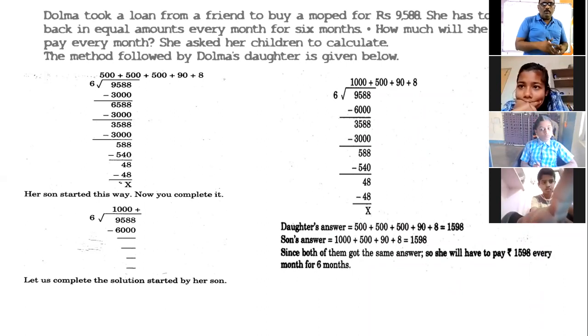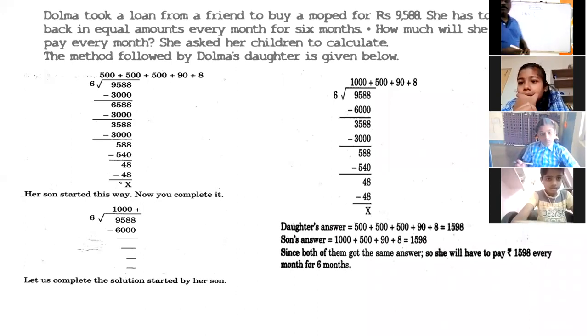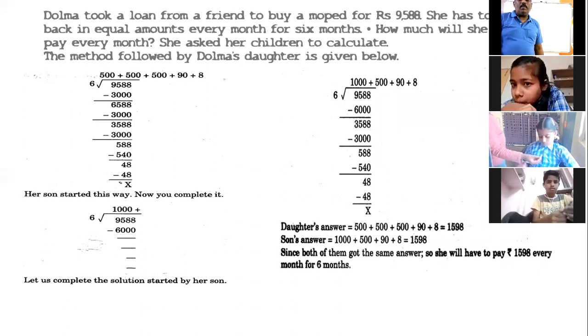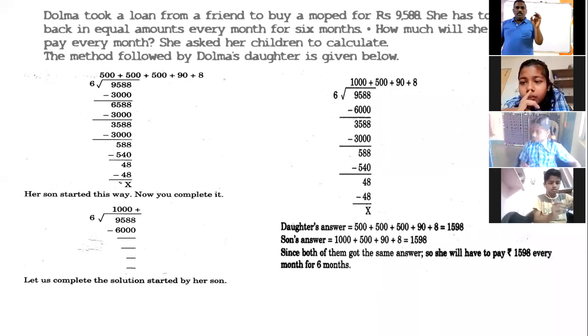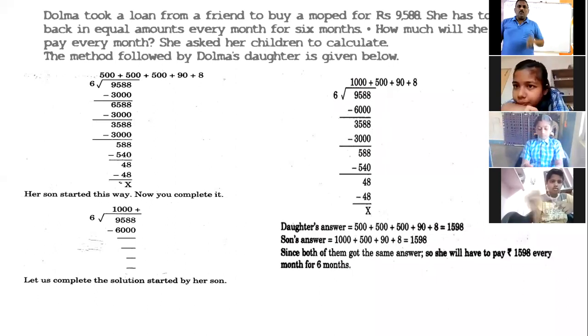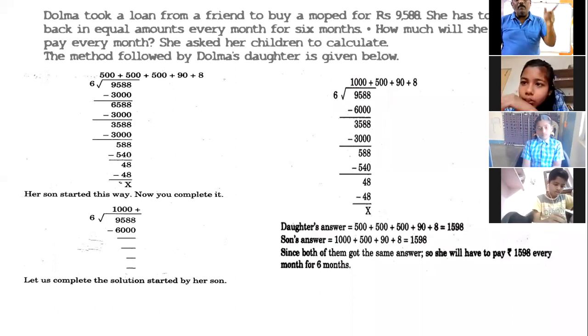Walmart took a loan from a friend to buy a moped, which costs 9,588. She has to pay it back in equal amounts every month for 6 months. She has to close it in 6 months. So every month, how much does she have to pay? What is the monthly EMI? That is the question.